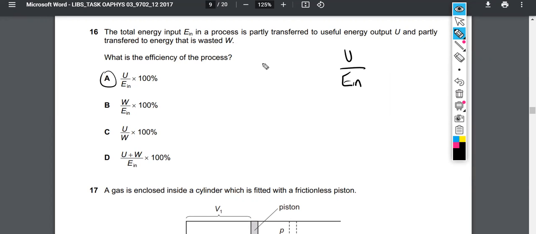We could relate the total energy in to the useful energy out by saying, whatever energy we put in, some of it is wasted. So we could subtract away the wasted energy, and that's how we would get the numerator here. But we can just look at choice A and realize that's the definition of efficiency. We don't really need to consider how to calculate U, but just for completion's sake, we go over that too.